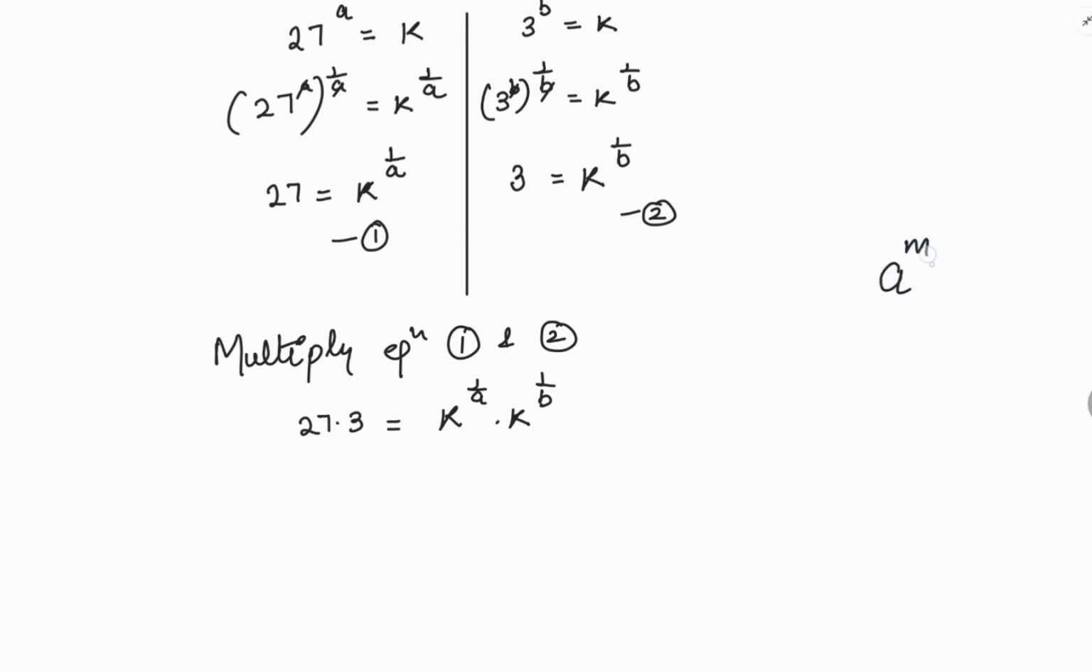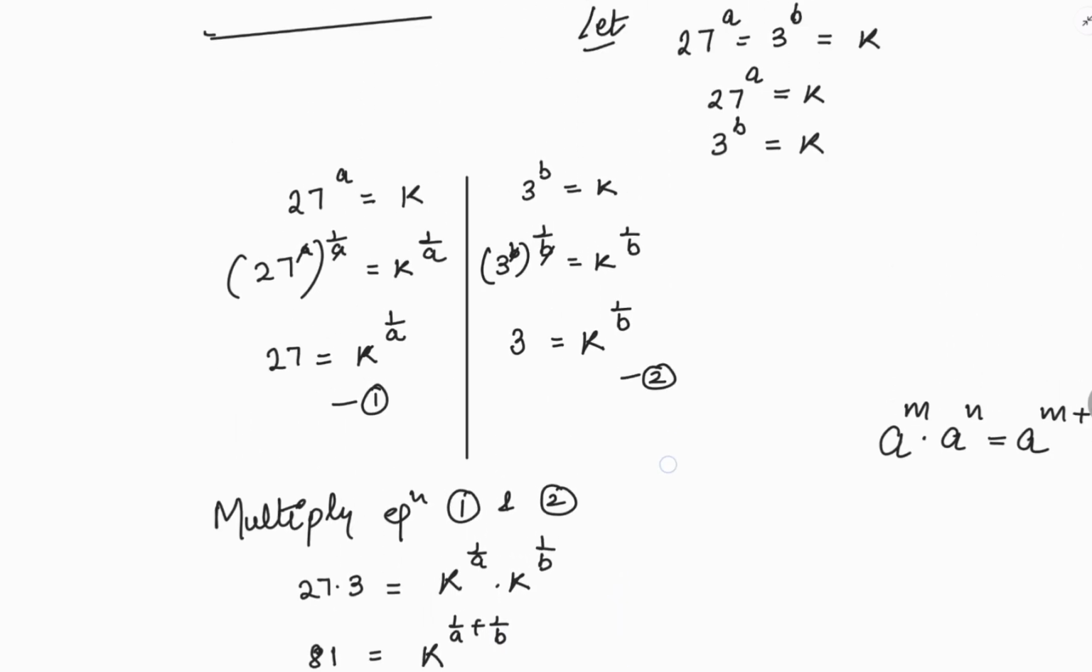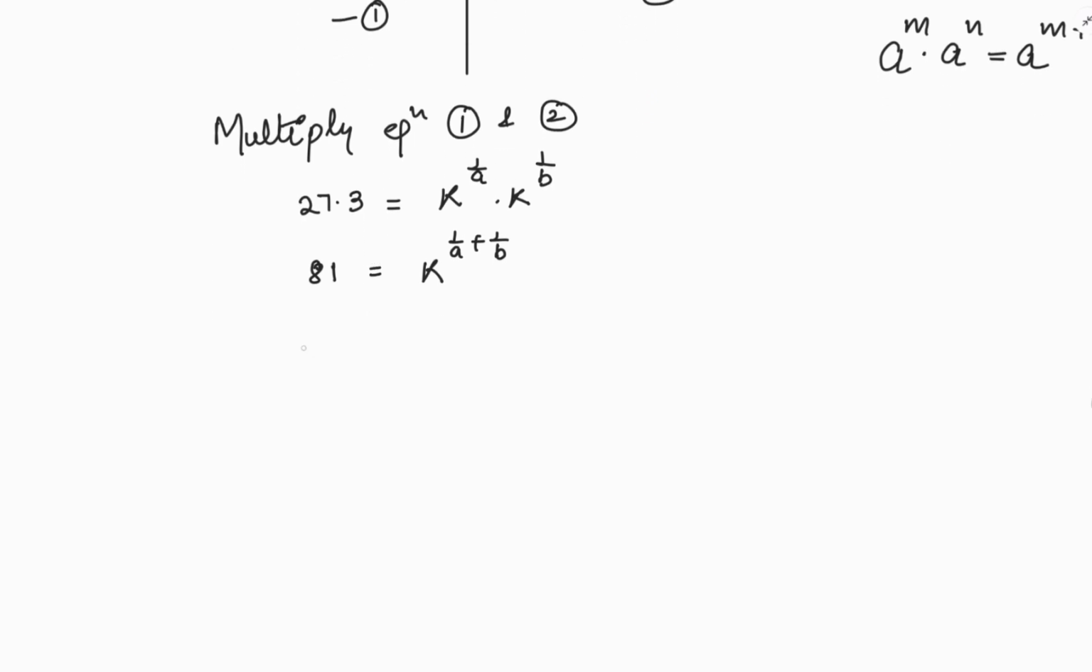There is a rule that a raised to power m multiplied by a raised to power n is equal to a raised to power m plus n. Okay, so this is 27 times 3 is 81, k raised to power 1 by a plus 1 by b, right? Okay, now we are given that 1 by a plus 1 by b is 2. So I will write 81 is equal to k raised to power 2, substituting the value. That means k squared is 81, and if we take square root on both sides, we will get plus minus 9.